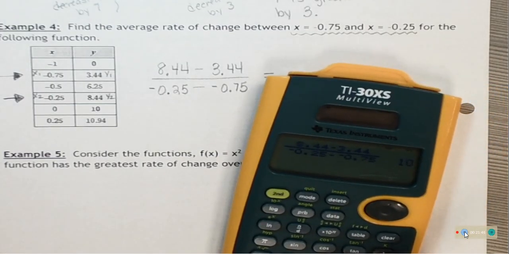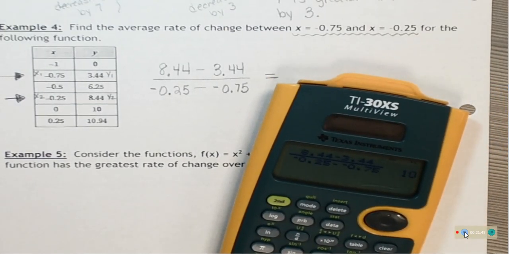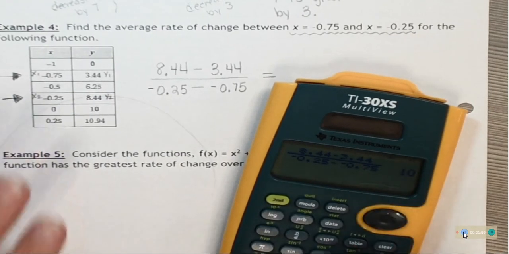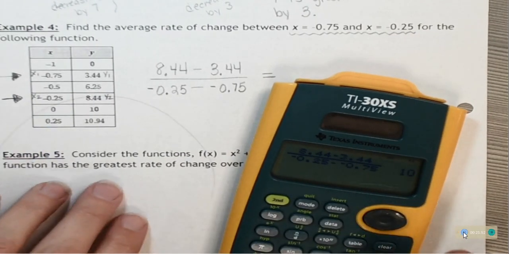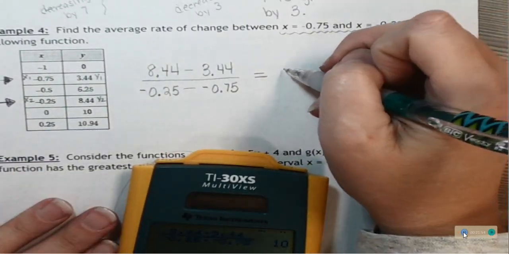And I got 10. I need you to make sure that's what you get. All right, so I get positive 10. That's what y'all said you got.